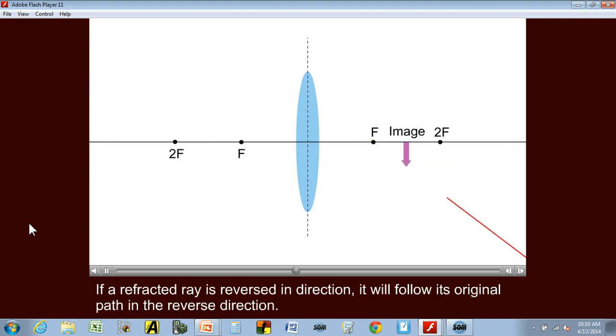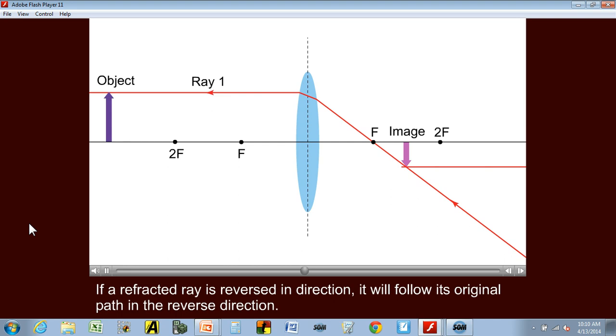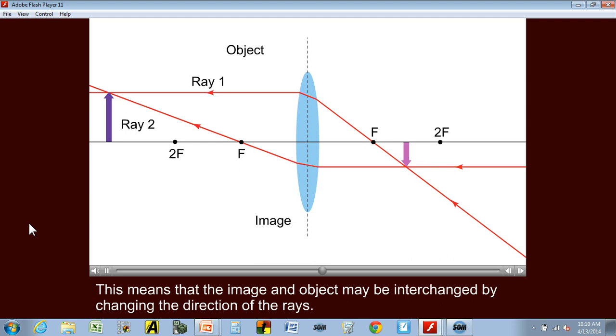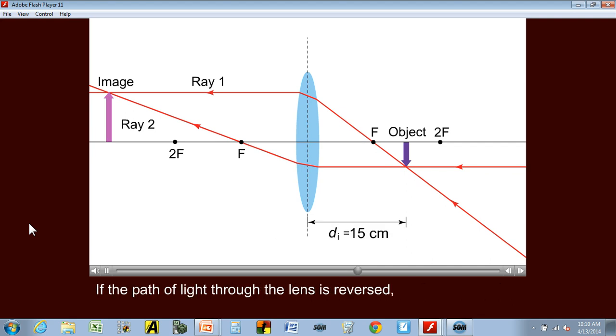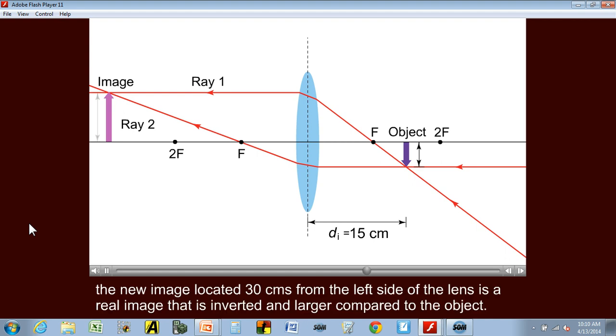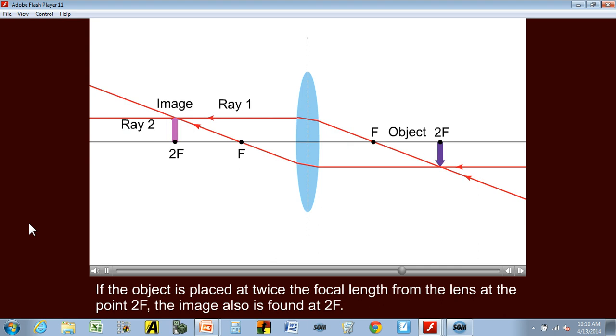If a refracted ray is reversed in direction, it will follow its original path in the reverse direction. This means that the image and object may be interchanged by changing the direction of the rays. Let us consider that the object is at a distance of 15 centimeters from the right side of the lens. If the path of light through the lens is reversed, the new image, located 30 centimeters from the left side of the lens, is a real image that is inverted and larger compared to the object. If the object is placed at twice the focal length from the lens at the point 2f, the image also is found at 2f.